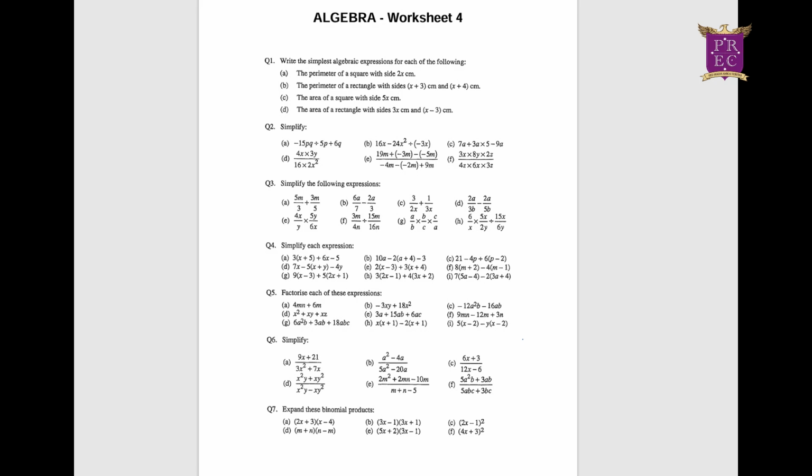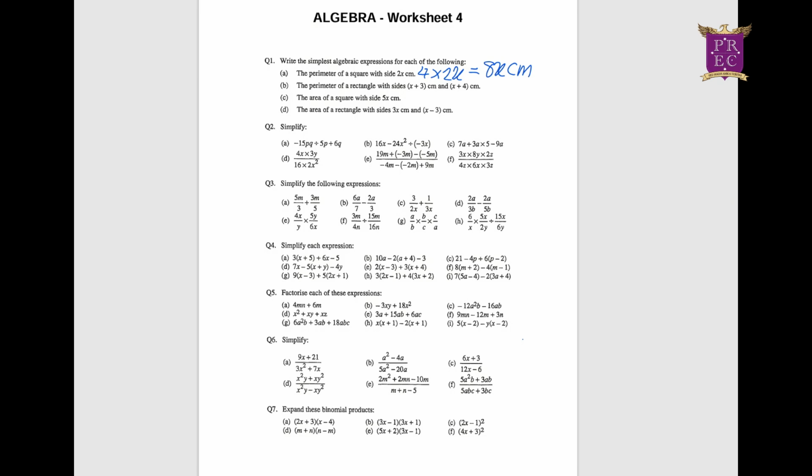Write the simplest algebraic expressions for each of the following. The perimeter of a square with a side of 2x centimeters. So we know that a square has 4 equal sides, so we can write this as 4 times 2x, which gives us 8x centimeters. Centimeters because it's the perimeter. Okay, don't forget the units.